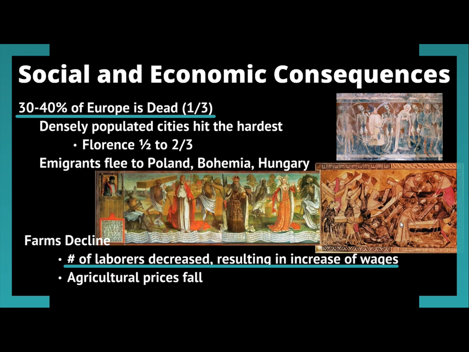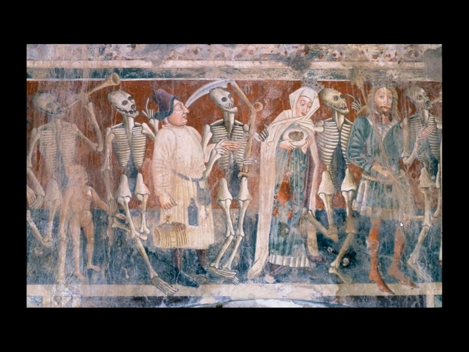So the number of laborers decreases, obviously, because the labor force is being killed by this plague. People are malnourished. So this will result in an increase of wages. Now you might be thinking, oh, this is really good, people are going to get paid more. It doesn't work that way. We see the price of agriculture drop. So you're making less money on crops than you would have a few years ago, but you're paying your workers more, and you're going to be in debt.